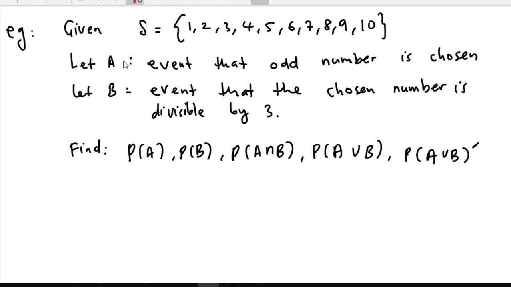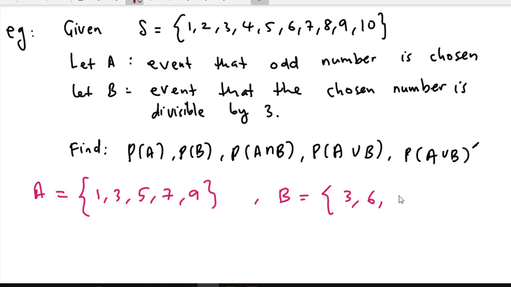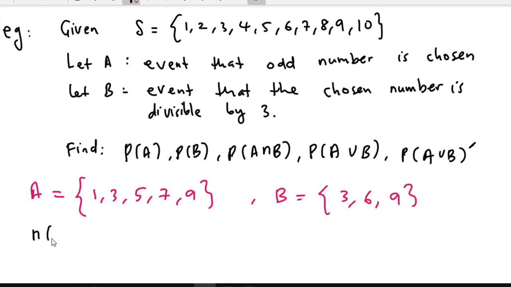First thing, you have to list down the set A. A is the odd numbers. From the list here, the odd numbers are 1, 3, 5, 7, and 9. And set B is the numbers divisible by 3, that is 3, 6, and 9. The number of elements in A is 5, and in B is 3. And the number of elements in S is 10.